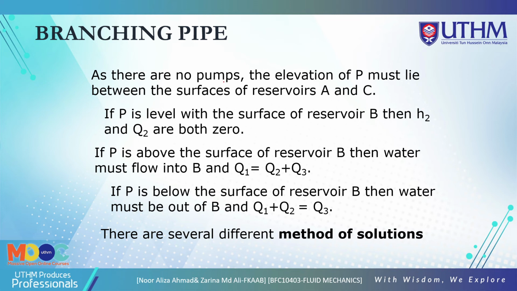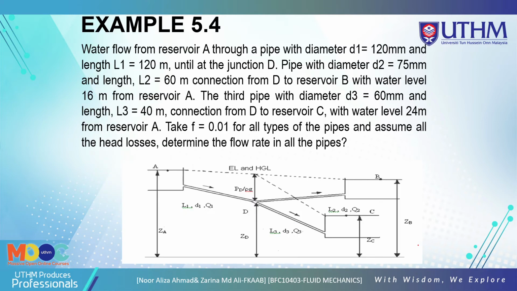In branching pipe there are no pumps, so the elevation of P must lie between the surface of reservoir A and C. If P is level with the surface of reservoir B, then H2 and Q2 are both 0. If P is above the surface of reservoir B, then water must flow into B and Q1 equals Q2 and Q3. So this is the method for solution of branching pipe.